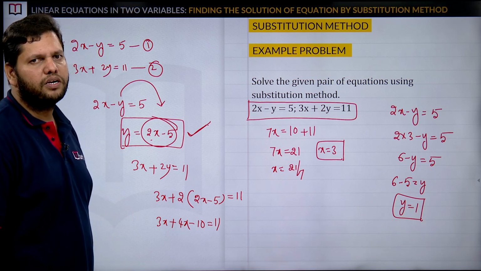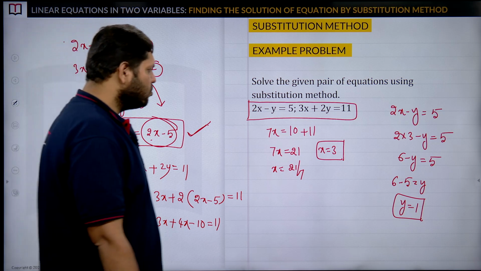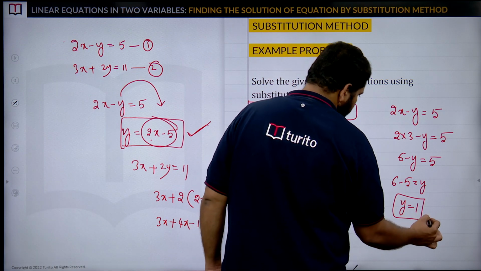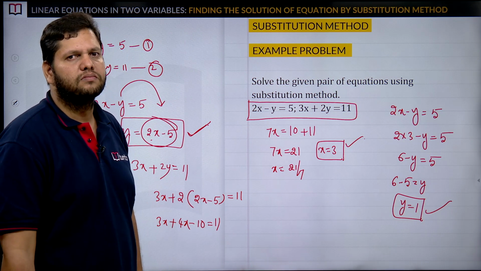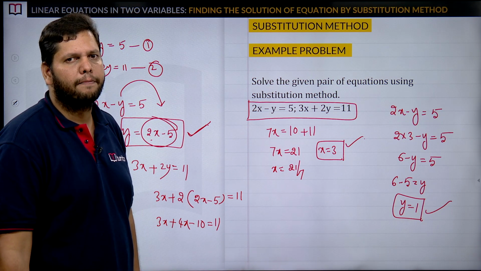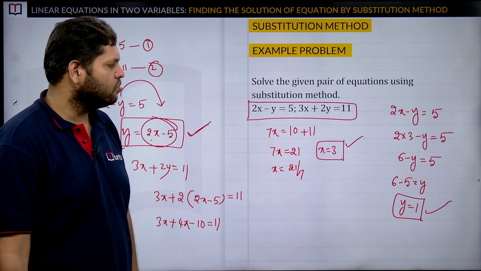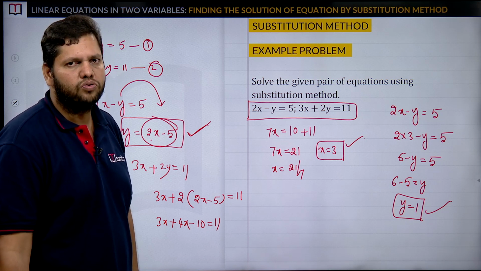Am I clear, children, at this point? So x is equal to 3 and y is equal to 1. Both are the two solutions. Clear, children, at this point? x is equal to 3 is the one solution and y is equal to 1 is the one solution.